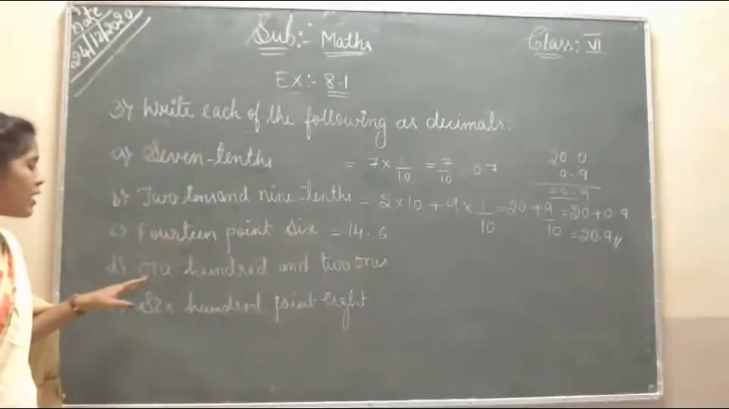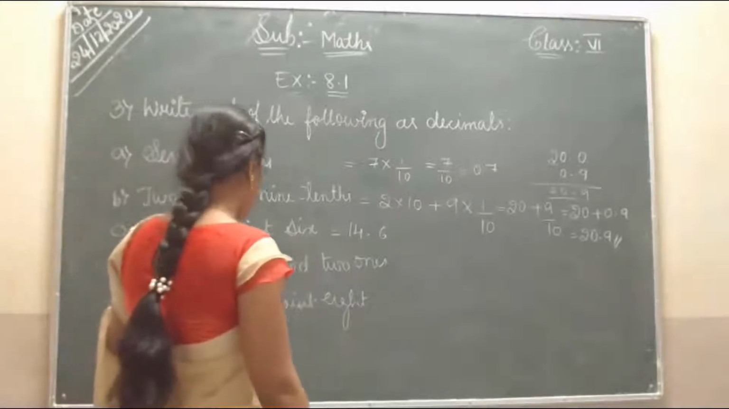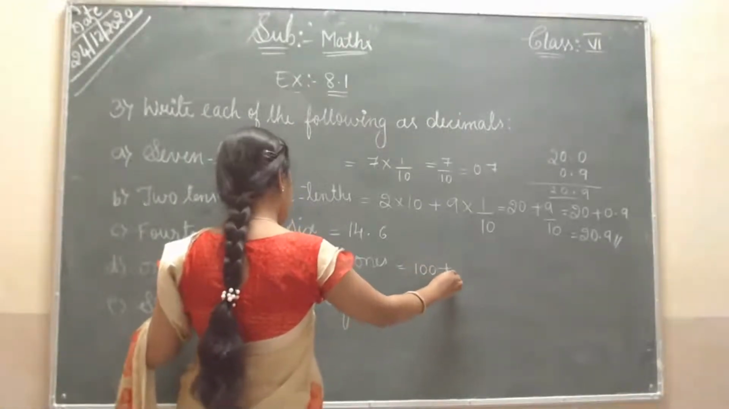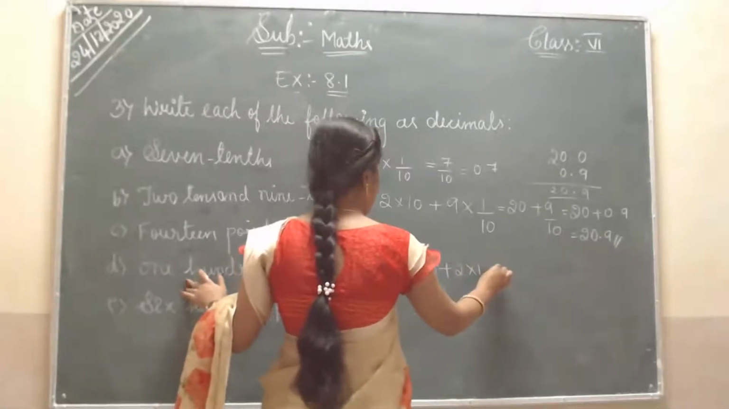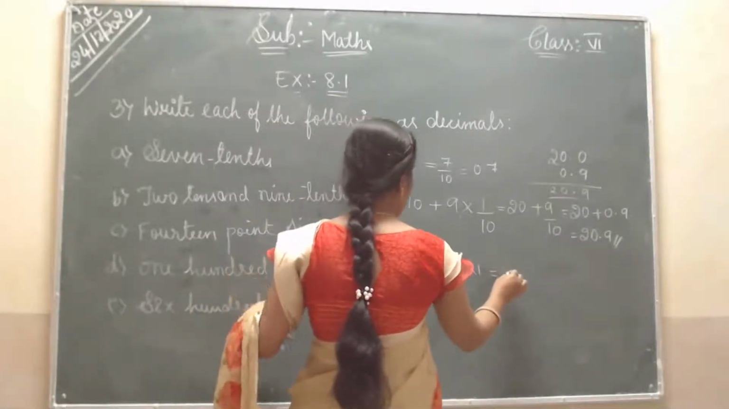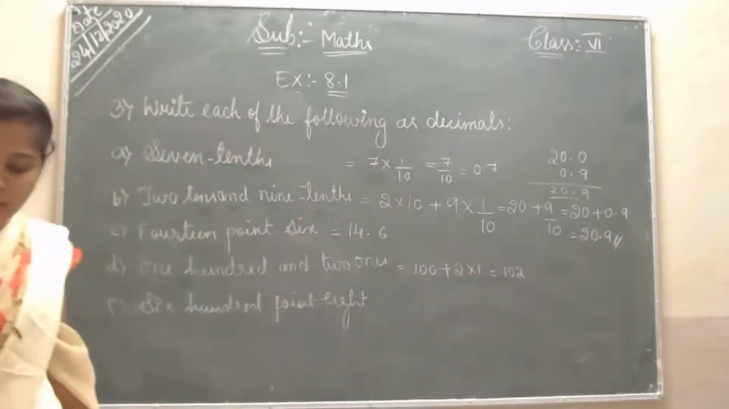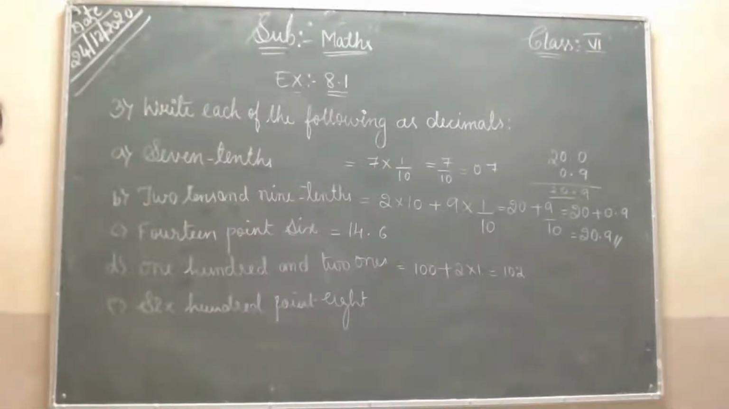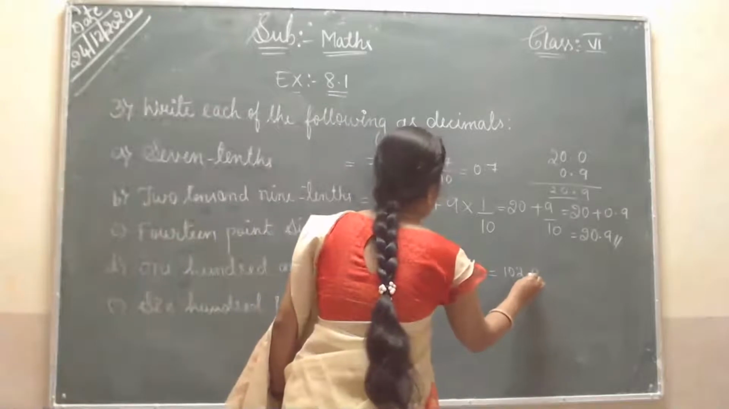14.6. Here 100 and 2 ones. 100 means plus, 2 ones means 2 into 1. So 100 plus 2 is 102. But this is not in decimal. So what we have to do? We have to write 0.0. 0.0 is nothing but 102 only.